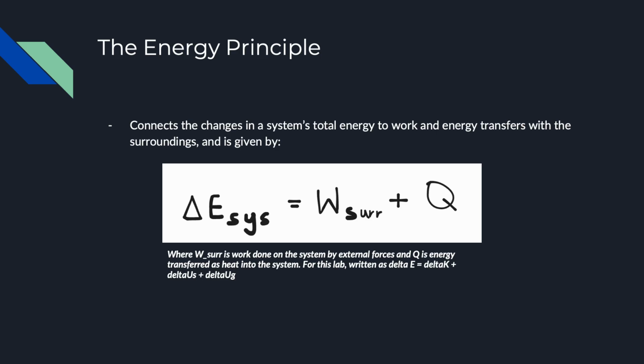Now we have the energy principle, which connects the changes in a system's total energy to work and energy transfers with the surroundings and is given by delta E of the system is equal to W of the surroundings plus Q. Here, W is work done on the system by external forces, and Q is energy transferred as heat into the system. For this lab, it can also be written as delta E is equal to delta K plus delta U of the spring plus delta U gravity.